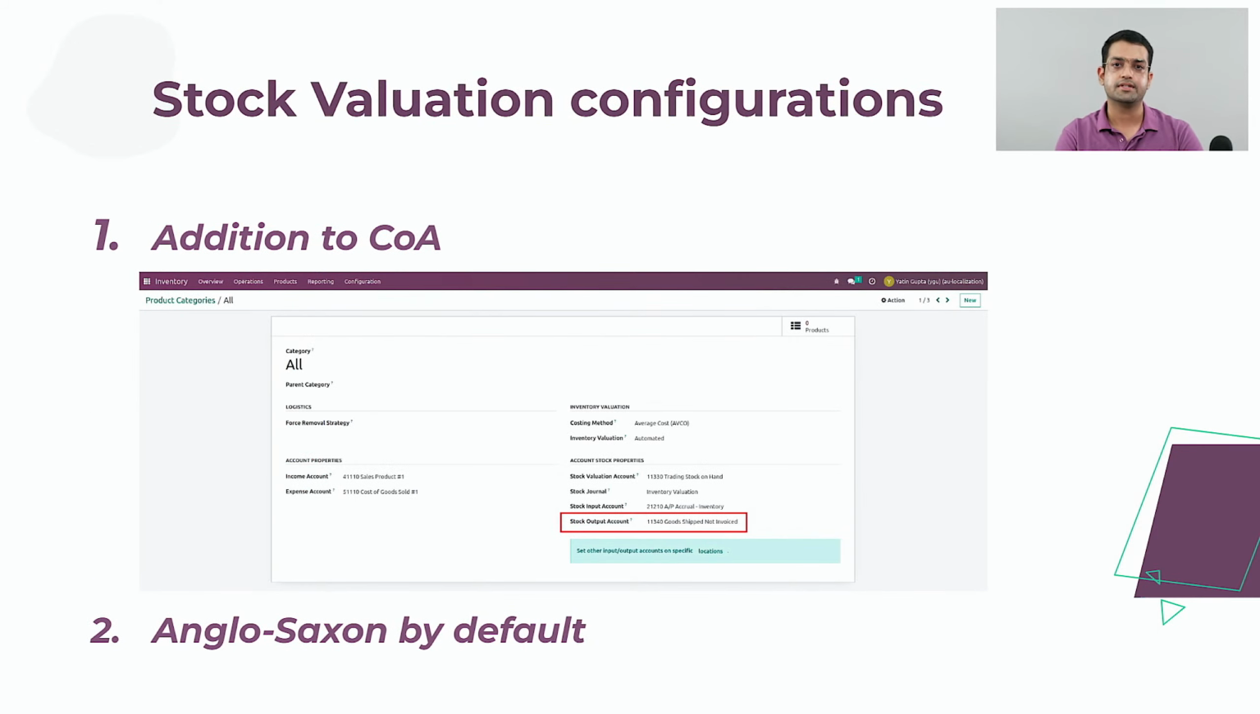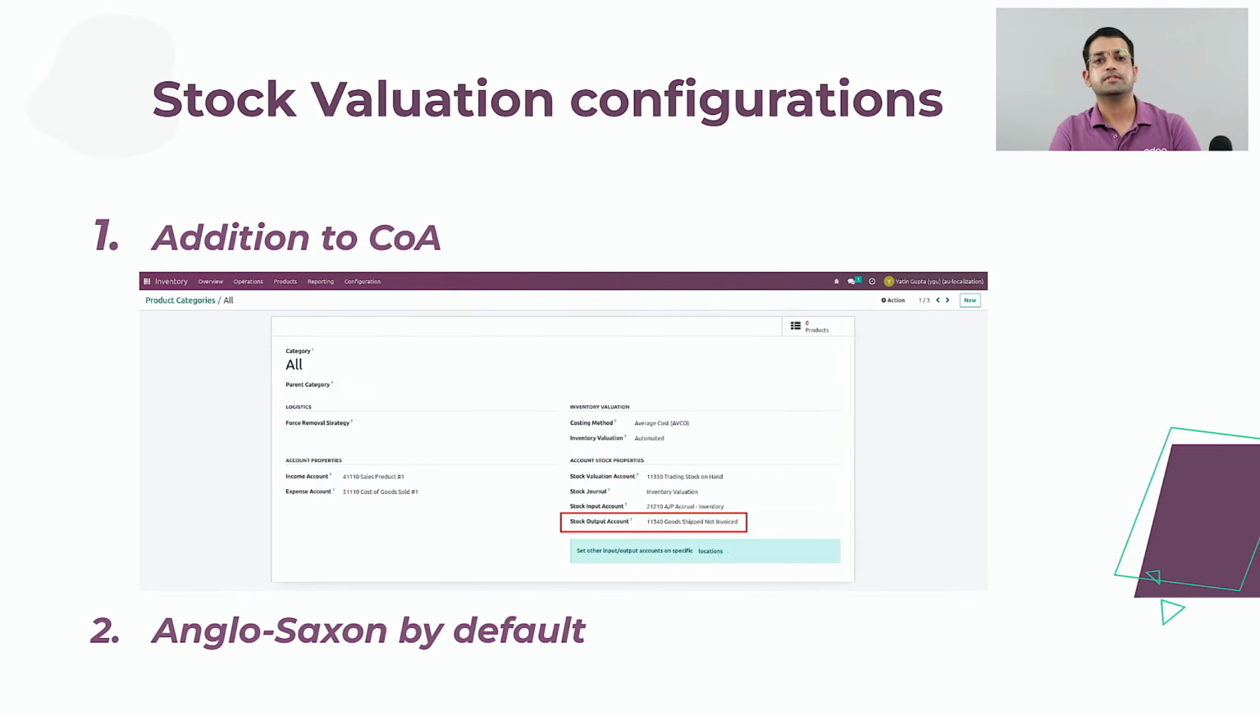Stock valuation configurations. So the third change that we did was that we added an additional chart of accounts on the product category in an automated valuation in the system. So let's say the stock output account, now we have a dedicated account for it called goods shipped, not invoiced. The second change that goes within itself is turning on the Anglo-Saxon accounting in the localization by default.